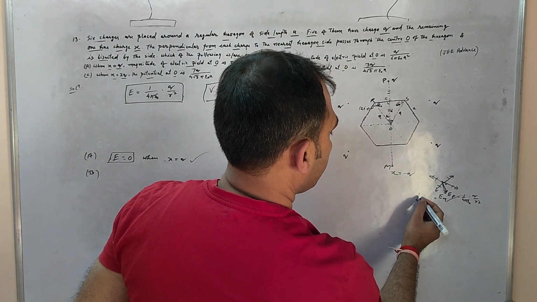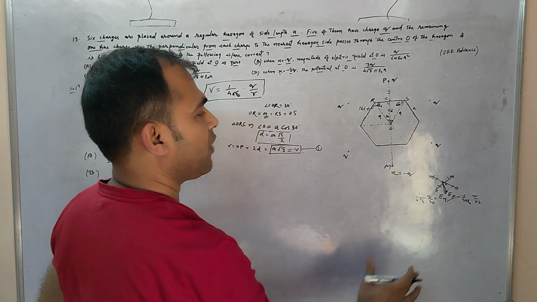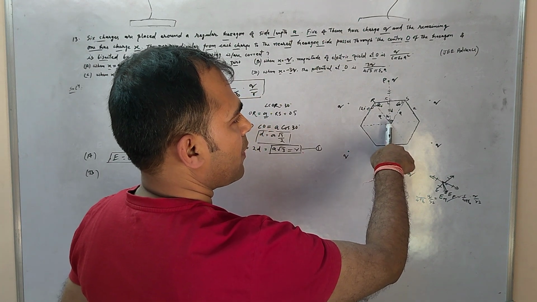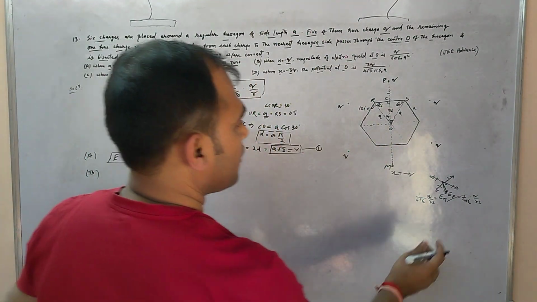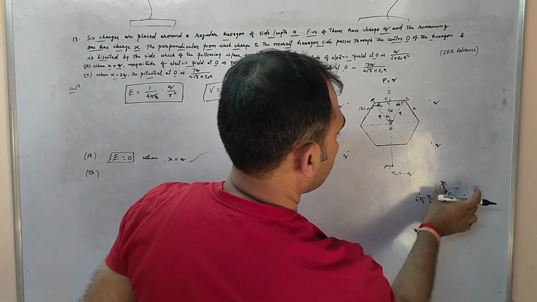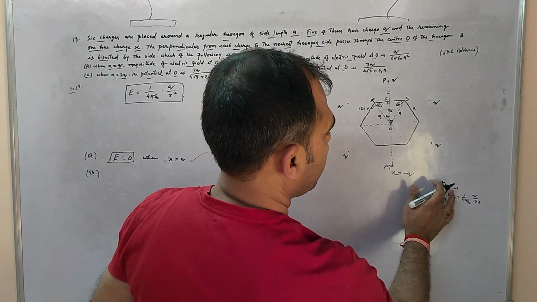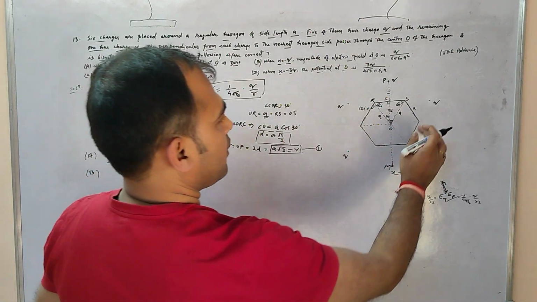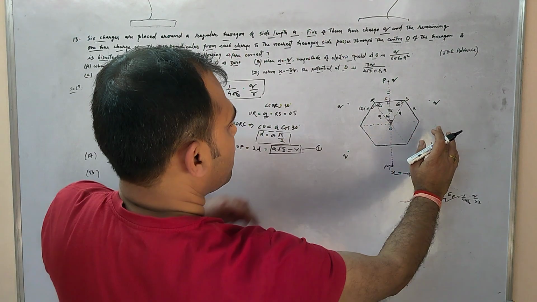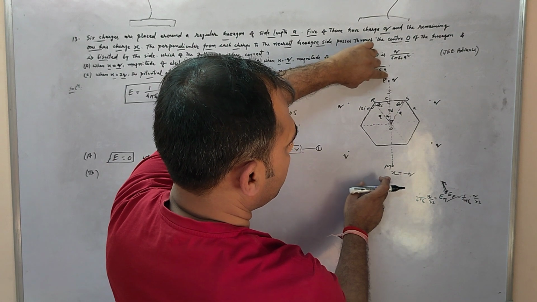This is 1/4 pi epsilon naught q by r square. Magnitude same, but at the same time direction is also same. So now our figure will become like this. This will nullify this. This will also equate this. So they will disappear from this. Only we are left with this and this.